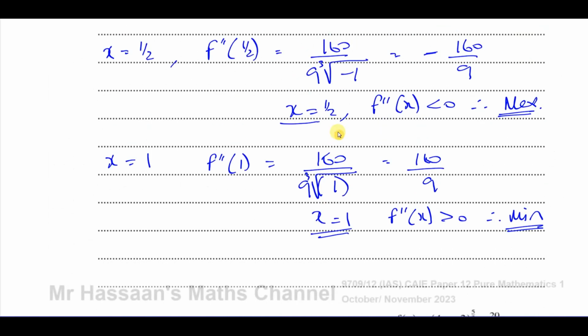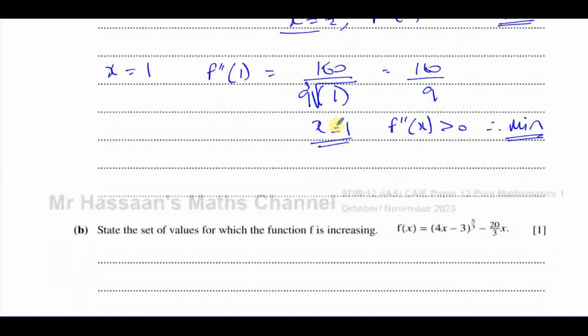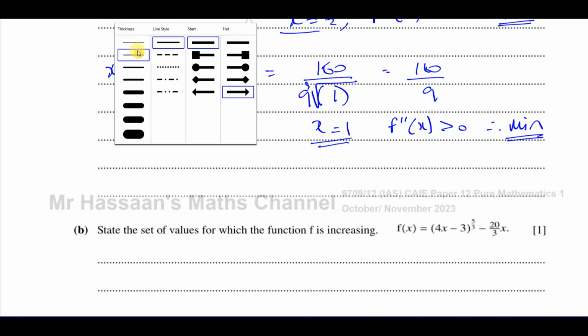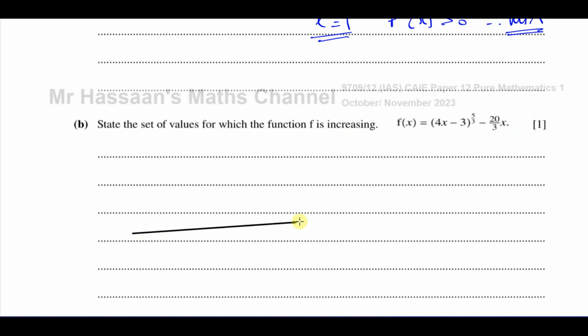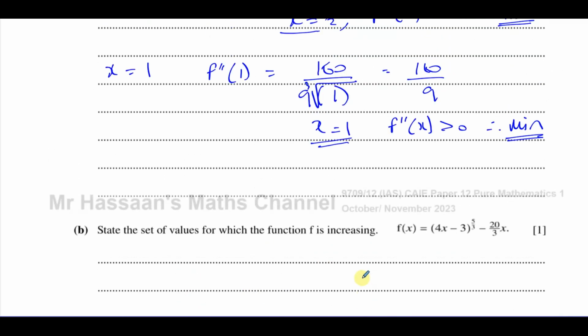So we see that there are two stationary points, when x equals a half and x equals 1. Now we don't know what the graph looks like, and we don't really need to know what the whole graph looks like. We just need an understanding of what's happening. So just imagine this is the x-axis. We know that x equals a half would be here and x equals 1 would be here. I don't know what the y coordinates are, and I don't really need to know.